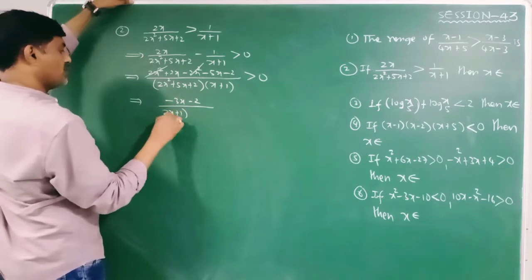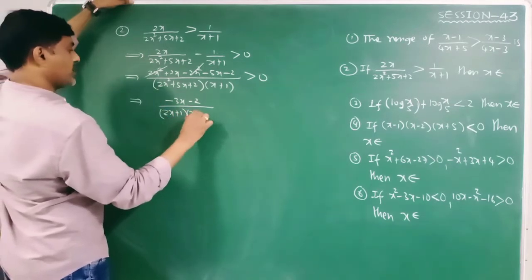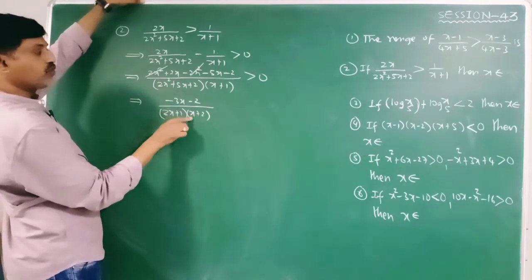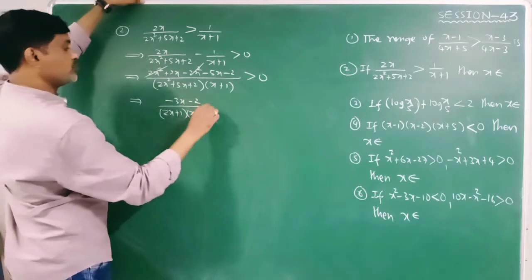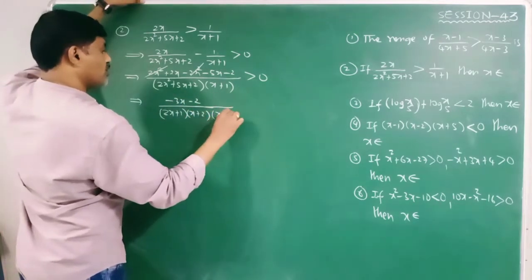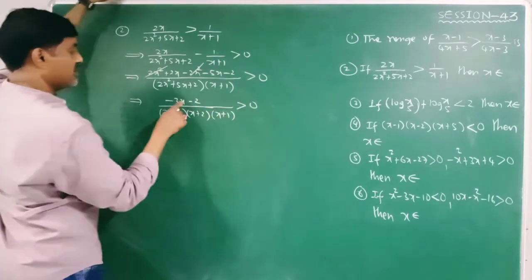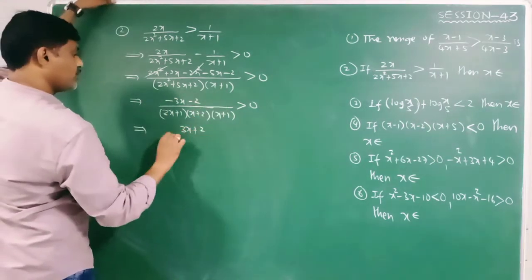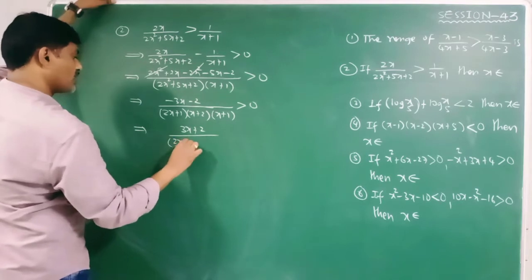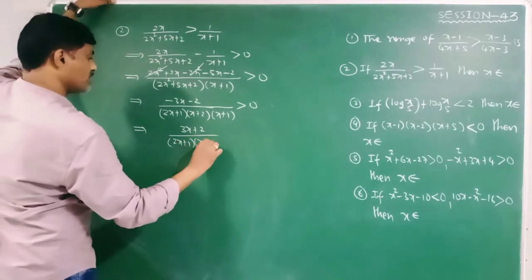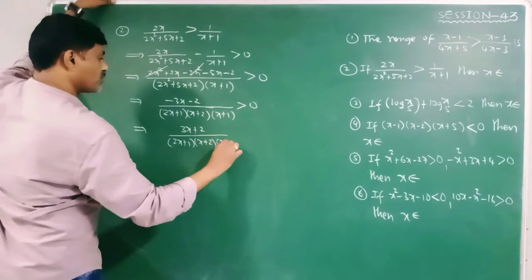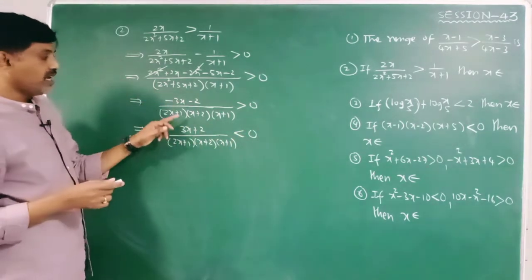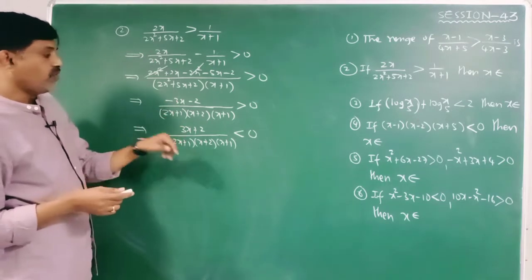The factors of this: (2x plus 1) into (x plus 2), because 2x into x is 2x square, 2 twos are 4 plus 1 is 5x, 1 into 2 is 2, into (x plus 1) greater than 0. Here we have minus; multiplying with minus, we get (3x plus 2) by (2x plus 1) into (x plus 2) into (x plus 1) less than 0. If you multiply with minus, the inequality sign reverses.